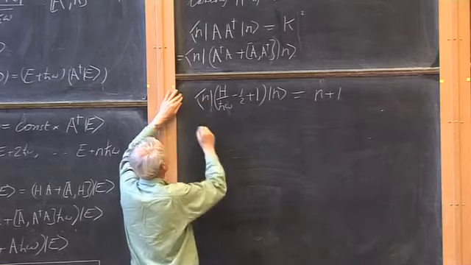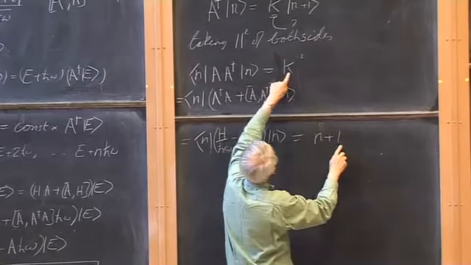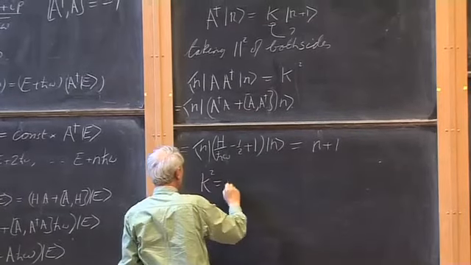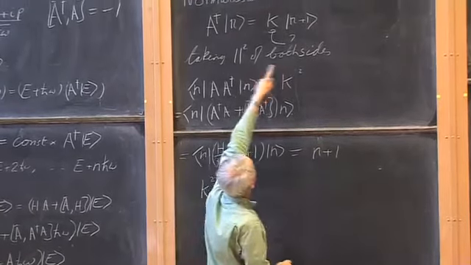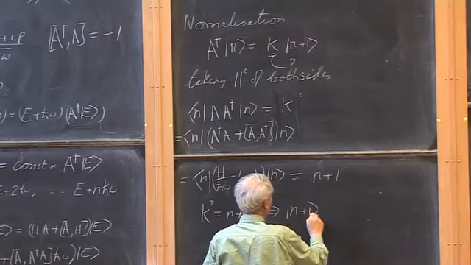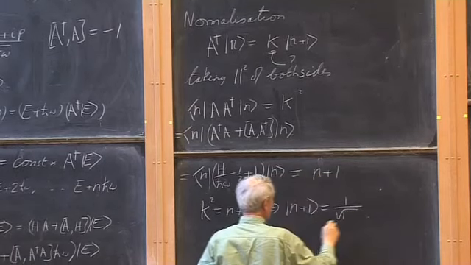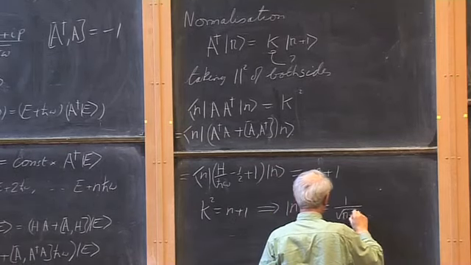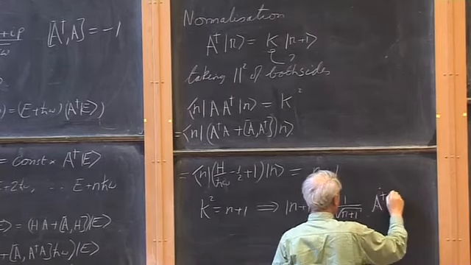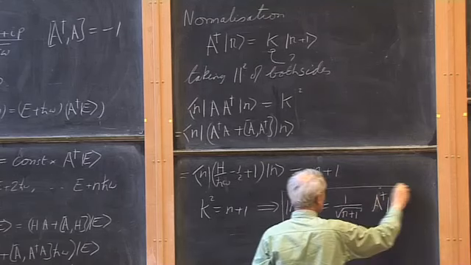So what follows this? Comparing this with this, we find that k squared is equal to n plus 1. Going back up there, we have that n plus 1 is equal to 1 over the square root of n plus 1 of a dagger n. This is a very important equation.